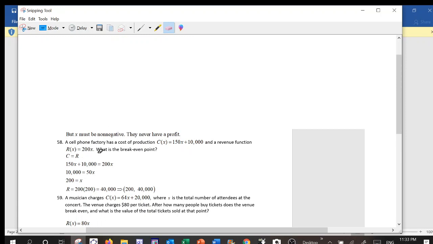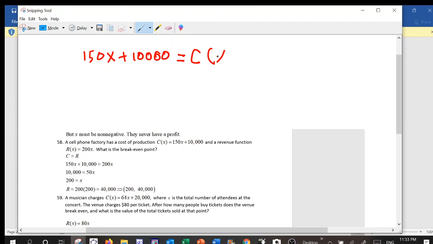It says a cell phone factory has a cost of production of that and a revenue function of that. So you know, cost means how much it's going to cost per unit, and revenue is how much money you make per unit when you sell it. So revenue is the price you sell it at times the number of items you sold, and the cost of how many you produced is that times how many to produce plus that. So there's a flat charge there. So what we have here is 150x plus 10,000 is our cost.